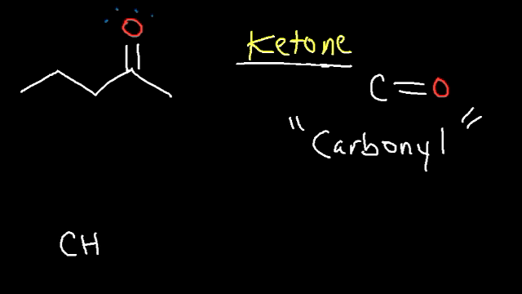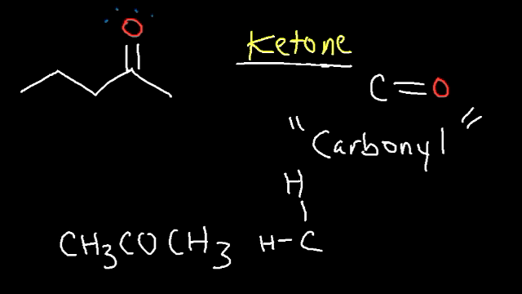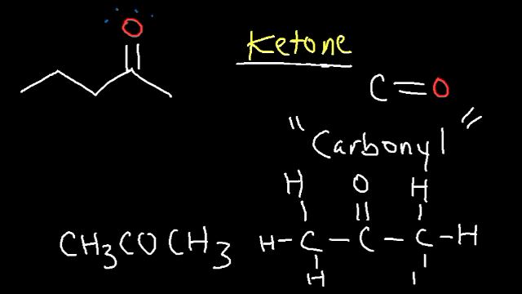So let's say you have this structure, CH3, CO, CH3. How would you draw the Lewis structure? On the left, we have a carbon that is attached to 3 hydrogens. Now, carbon likes to form 4 bonds. And we have a carbonyl group in the middle. Oxygen likes to form 2 bonds. And then we have another CH3. So that's how you draw it. And so that's a ketone.